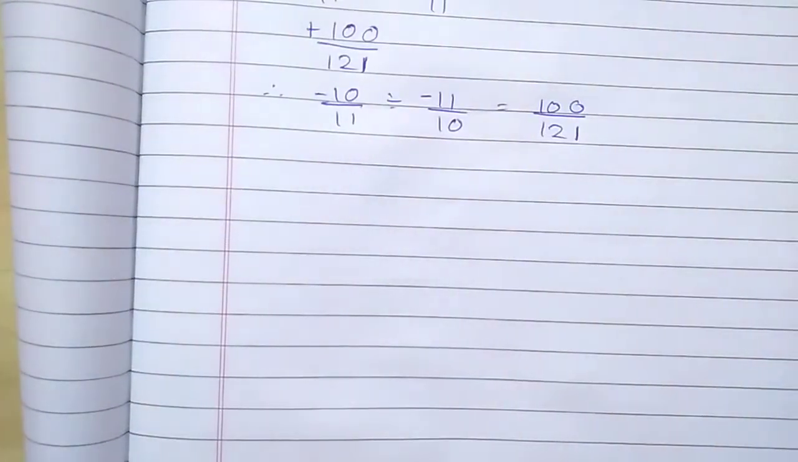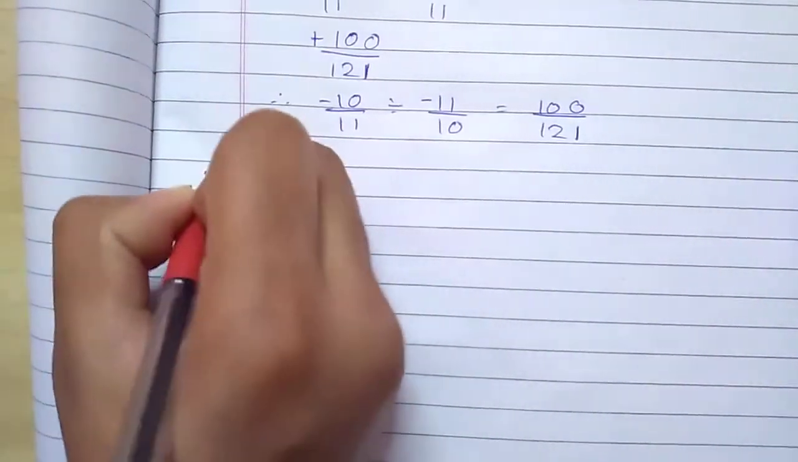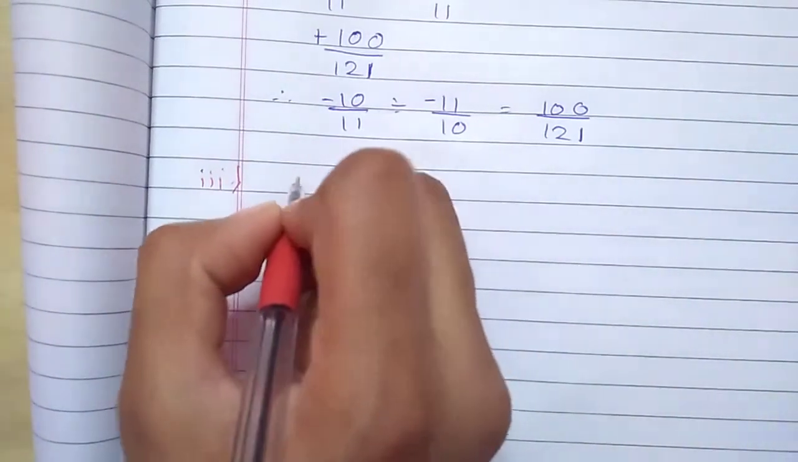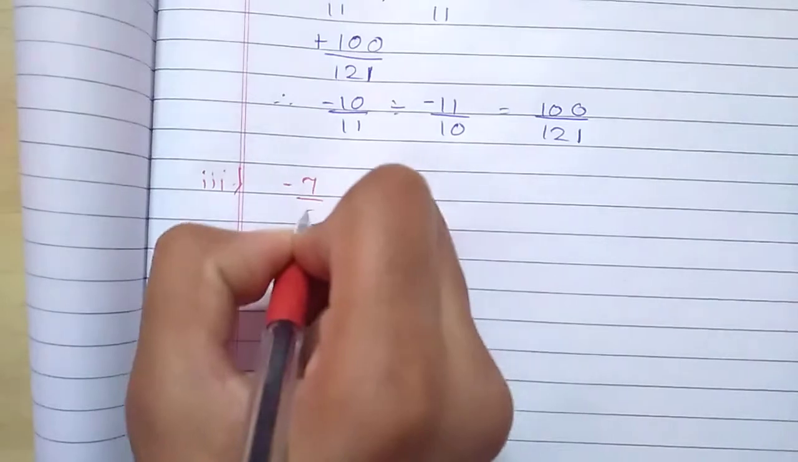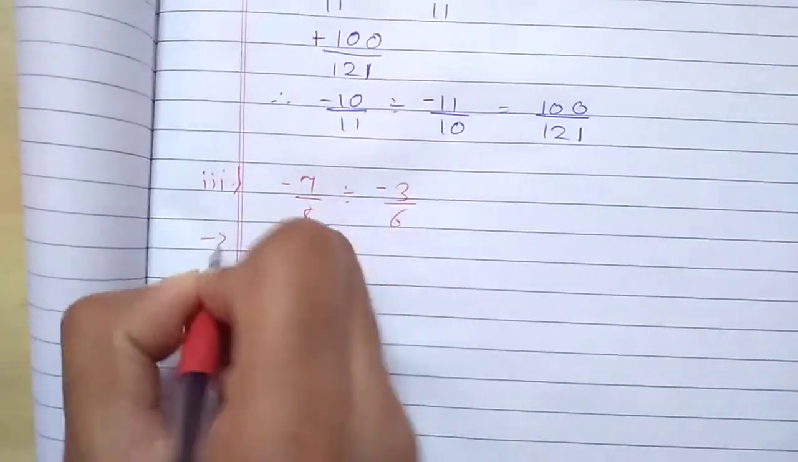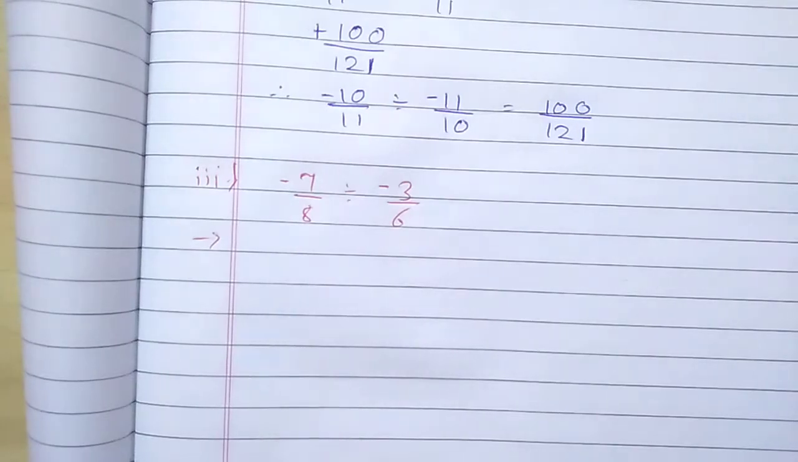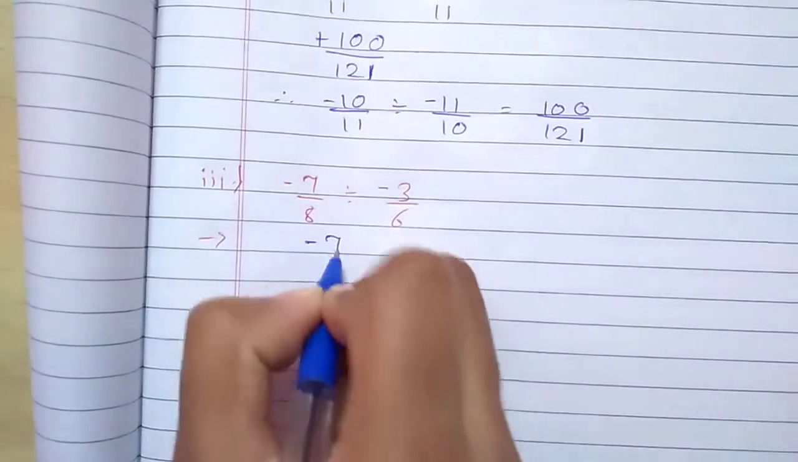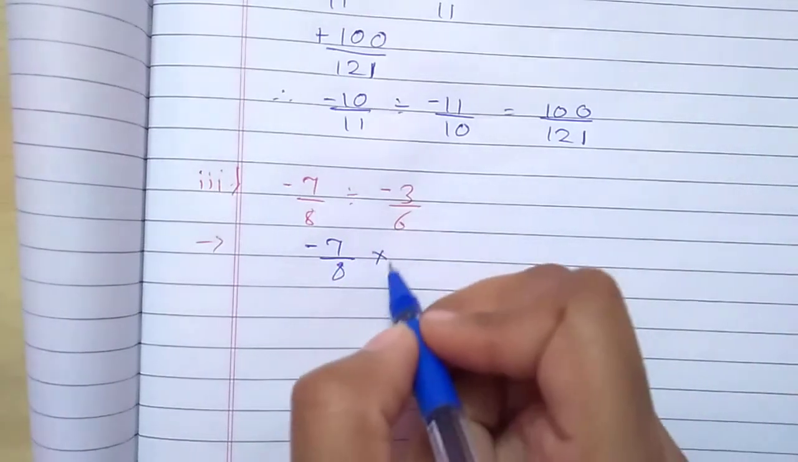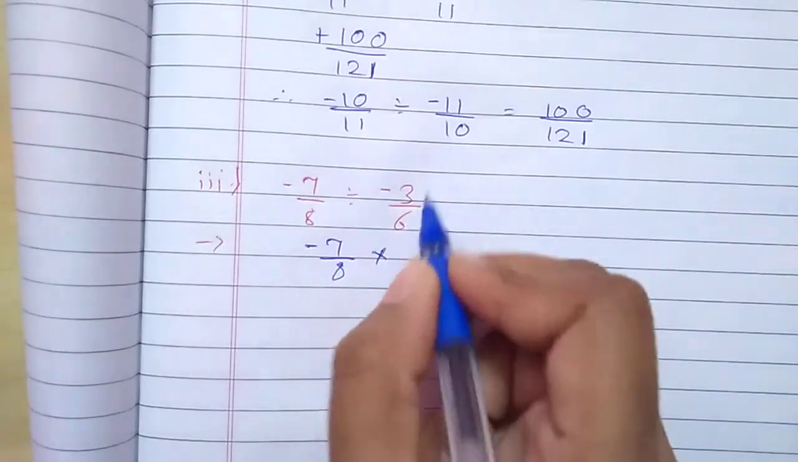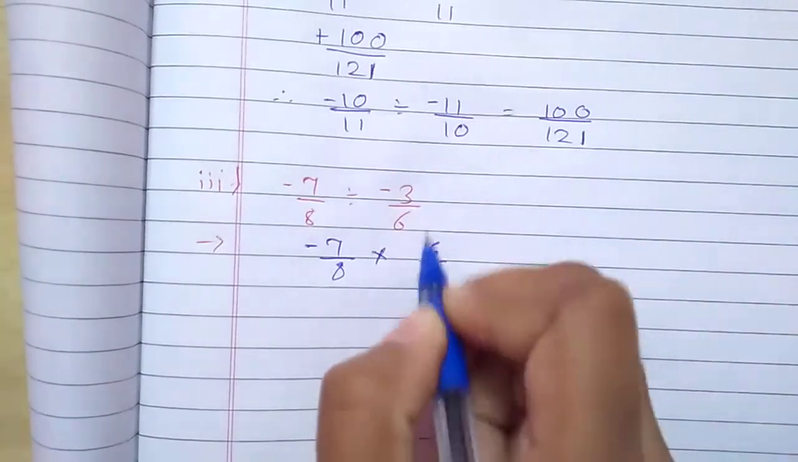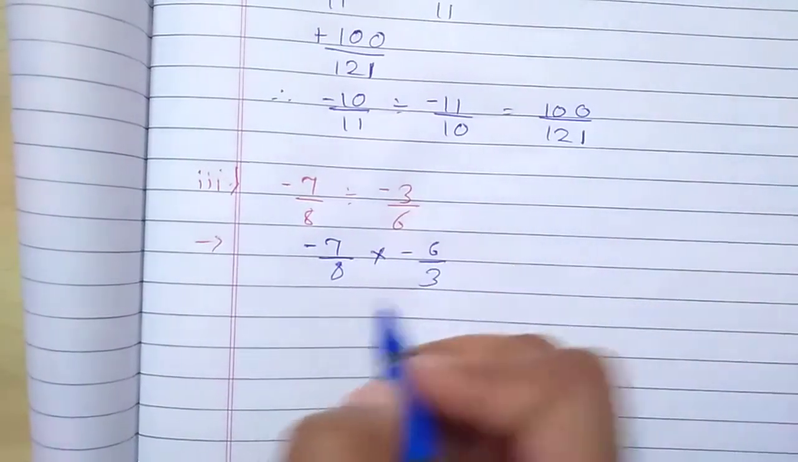Now next one. Question third. Minus 7 upon 8 divided by minus 3 upon 6. Minus 7 upon 8, divide converted into multiplication. We'll take the inverse of 3 upon 6, then we'll write 6 upon 3, minus as it is.